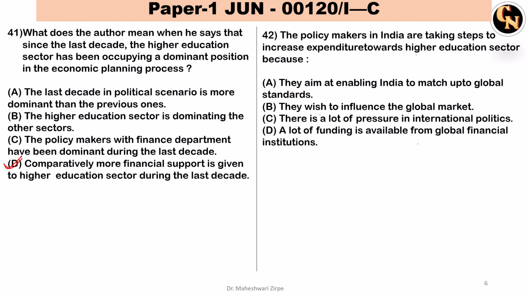Then question 42 is, the policy makers in India are taking steps to increase the expenditure towards higher education sector because, and if you have read the paragraph, the correct option indicates that they aim at enabling India to match up to the global standards. Option A is the correct option, that the policymakers in India are trying to spend more on higher education because they want to match our Indian education system with the global standards.